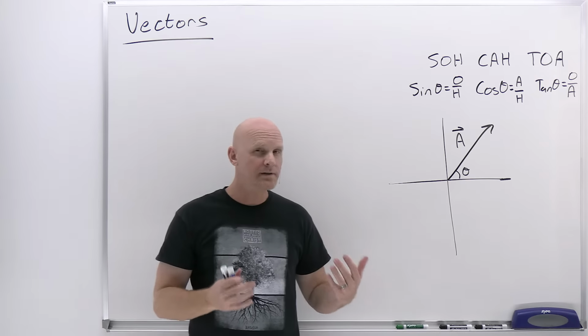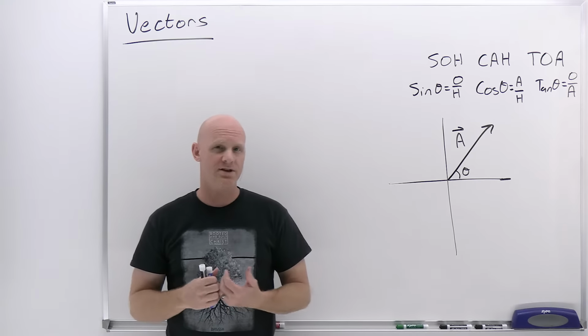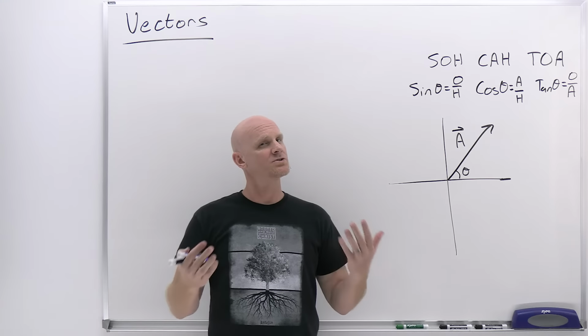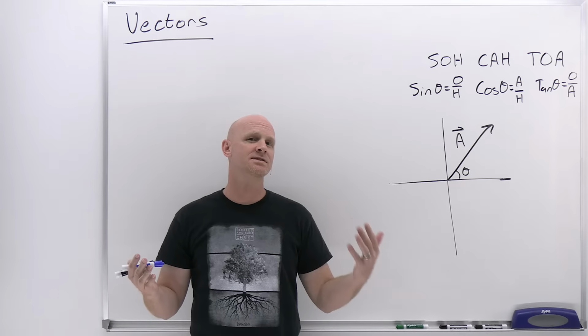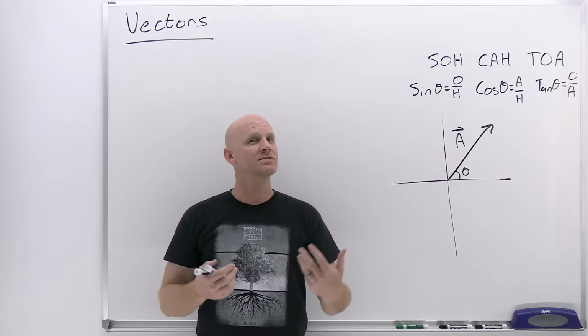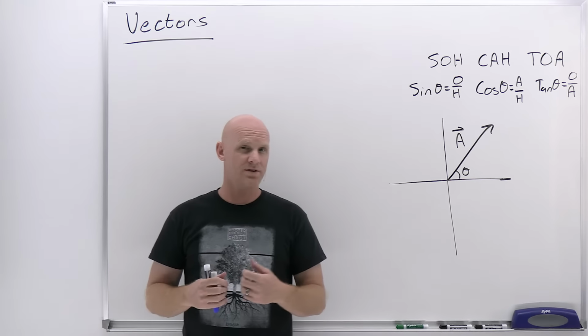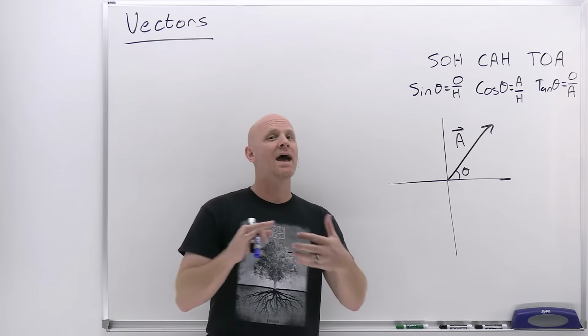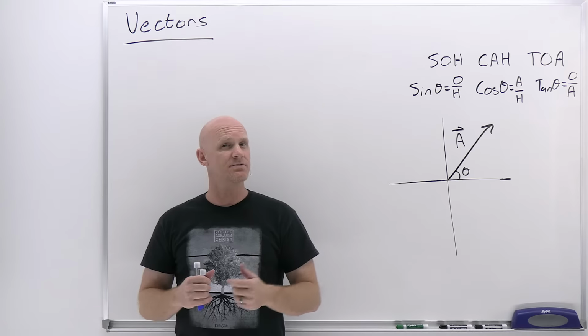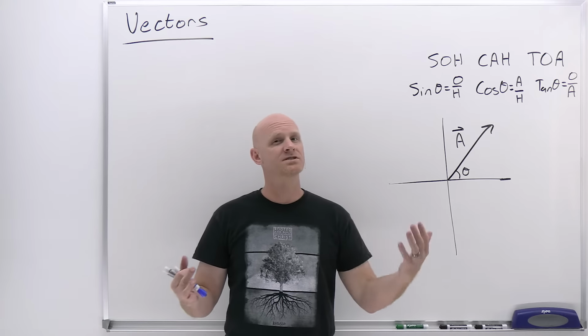Okay, so now let's talk a little bit about what a vector is. It turns out we contrast two different terms here, vectors and scalars. A scalar is a term that only has magnitude and no direction, whereas a vector has both magnitude and direction. I'll give you the difference here.